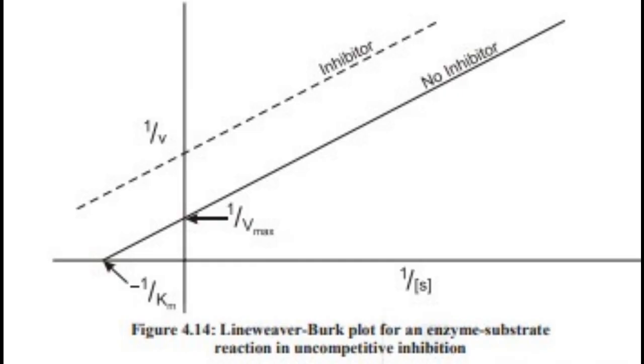Non-competitive inhibition. In this type of inhibition, the inhibitor binds at a site on the enzyme other than catalytic site. As there is no competition between the substrate and the inhibitor, the inhibition cannot be reversed in this case by increasing the substrate concentration. It appears as if the inhibitor is removing the enzyme, thus causing a decrease in Vmax, as can be seen in figure 4.13. No change of Km, however, occurs. Figure 4.13, Lineweaver-Burk plot for an enzyme-substrate reaction in non-competitive inhibition.